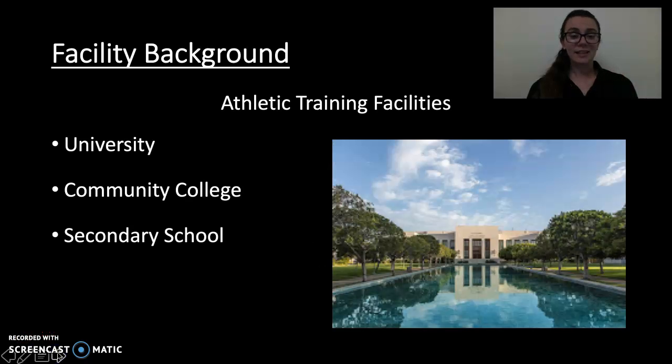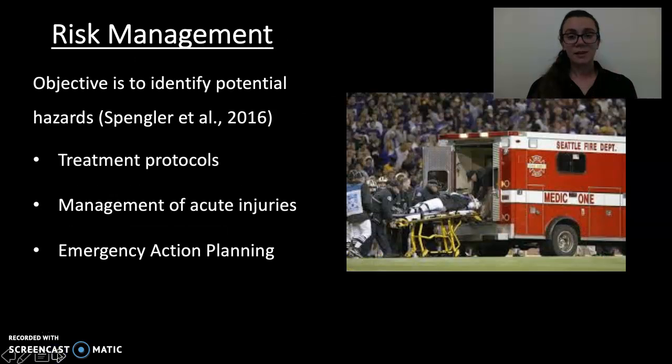The facility background I've selected for my critical assignment is the athletic training facility, as I'm an athletic trainer. This is a setting that I work with most often. Risk management for this setting particularly is going to be the development and implementation of treatment protocols, ensuring that you have created appropriate policies for managing acute injuries, such as those that have to do with neurological or cardiac emergencies, and also developing emergency action plans that are tailored to specific venues. So your emergency action plan for a football field may be different from your emergency action plan for tennis courts or swimming pools.